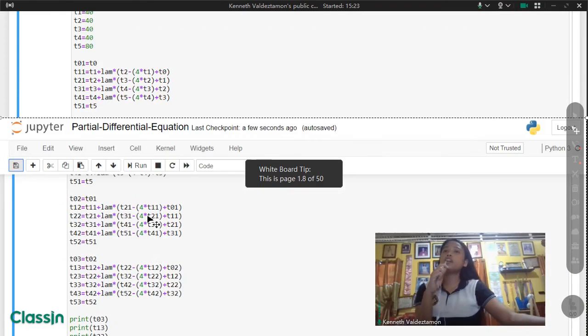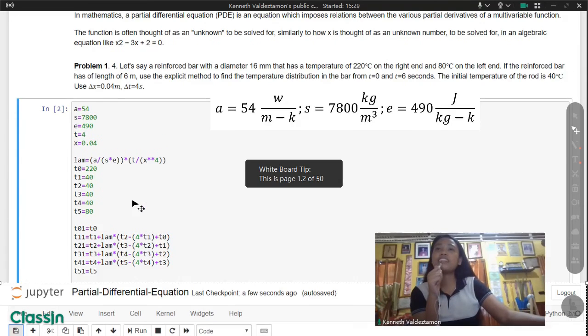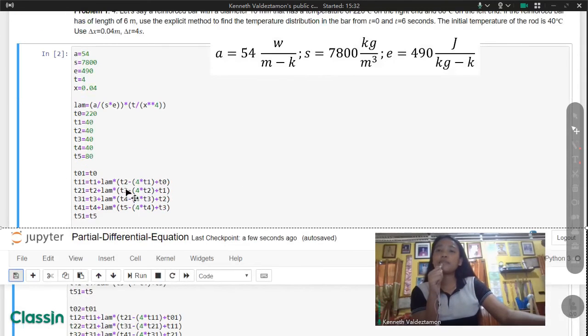So, yun lang, make sure lang na tama yung pag-insert natin ng mga value na given, and then follow lang tayo sa process and step ng pag-coding. So, yun, thank you so much.